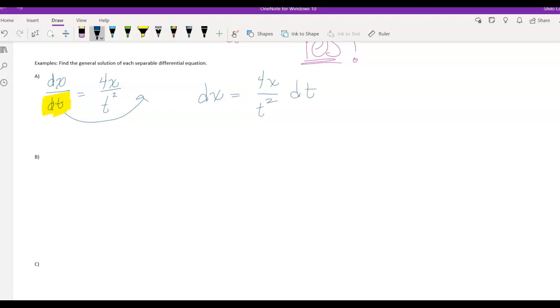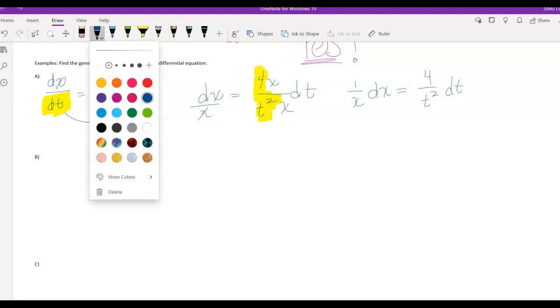Coefficients don't have to be moved, and I actually suggest that you don't move them. So I'm not going to move the 4. I am going to leave the 4t squared right where it is. And in order to separate, I am just going to divide both sides by x. So I've got 1 over x dx is equal to 4 over t squared dt. All of the terms or factors that have x's are on the left, and all the factors that have t's are on the right. So now we can solve by integrating.